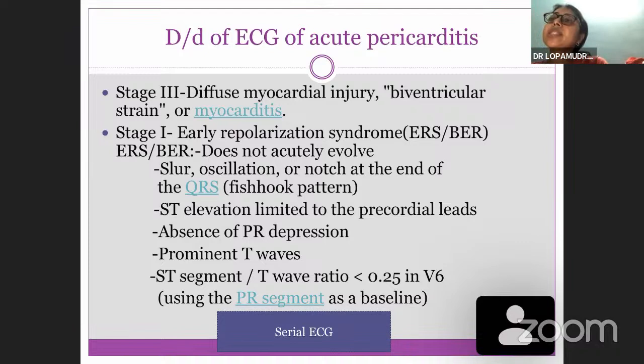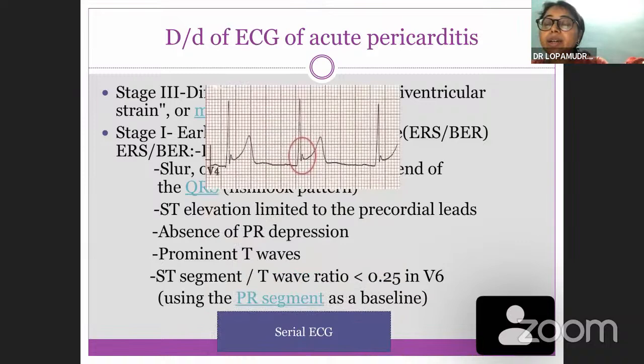We also need to differentiate acute pericarditis from early repolarization syndromes. It is very difficult to differentiate. If there is a slight oscillation in the QRS, then it is called a fishhook pattern. If it is present, it is more suggestive of benign early repolarization, and there will not be any PR depression. There will be prominent T waves, and in V6 the ST segment to T wave ratio will be less than 0.25 in benign early repolarization, and more than 0.25 in pericarditis.